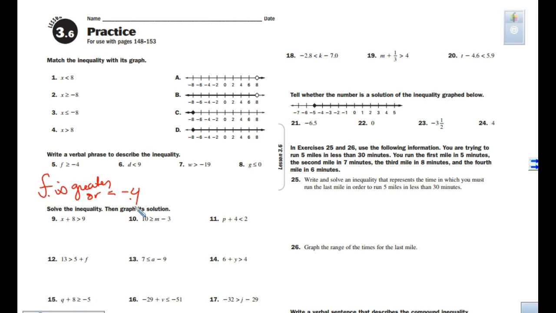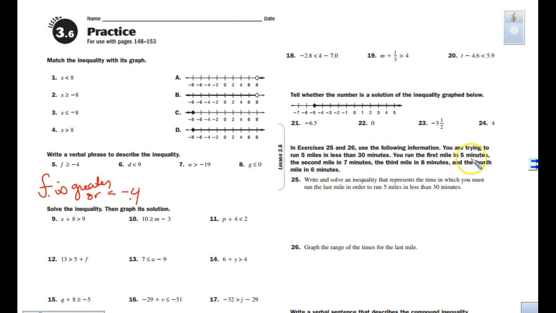Okay? So we want to take a look right now at number 25 and 26. 25 says using the following information for both of these questions, right? So we want to make sure we're using it for both of them. And as we look at that, they are telling us that we want to write and solve an inequality. You're trying to run 5 miles. So use the following information. You're trying to run 5 miles in less than 30 minutes.